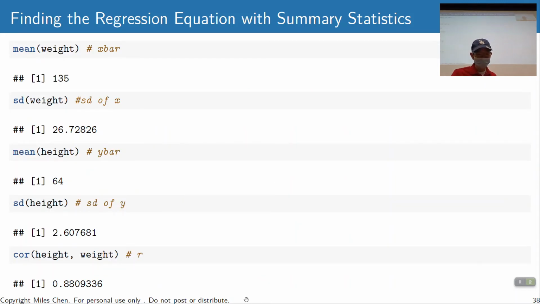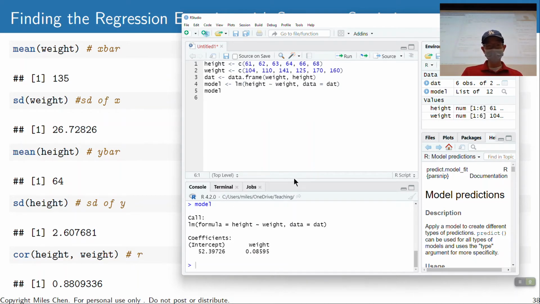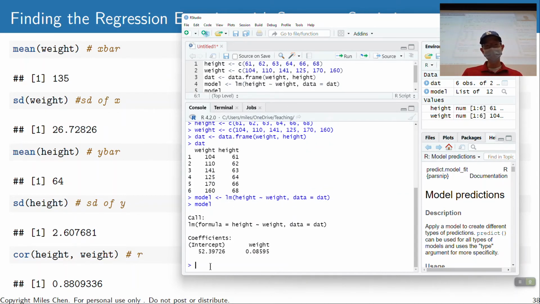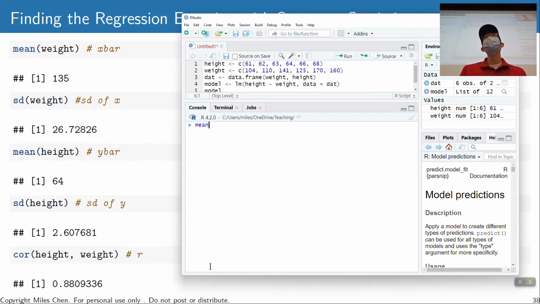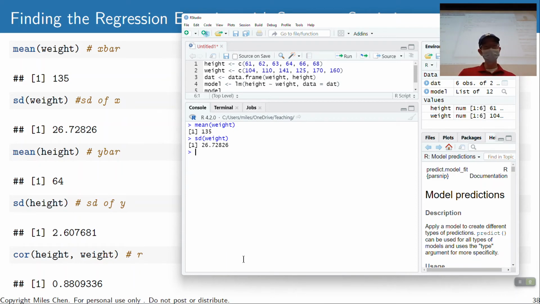So on the computer with R, you learned how to calculate the mean and standard deviation, right? We did this in our lab. So you just type in mean, and you give it the name of the vector. So you can say, what's the mean of weight? Mean weight is 135. What's the standard deviation of the weight? And you get 26.7826, okay? And what's the mean height? 64. What's the standard deviation of height?